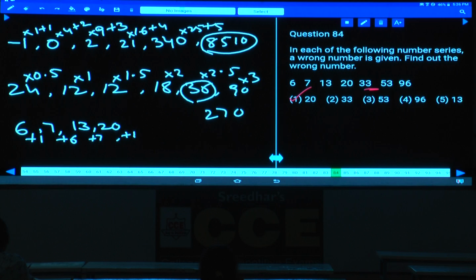20 plus 13 is how much? 33. Next one, 33 and 53. 33 plus 20 is 53. Next one, 53 and 96. Yes, 53 plus 96 is how much? Plus 43 is the number. 96. Tell me what is the wrong number among these? No, sir. 6, 1 and 6, the difference between these two is how much? 1 and 6, the difference is?